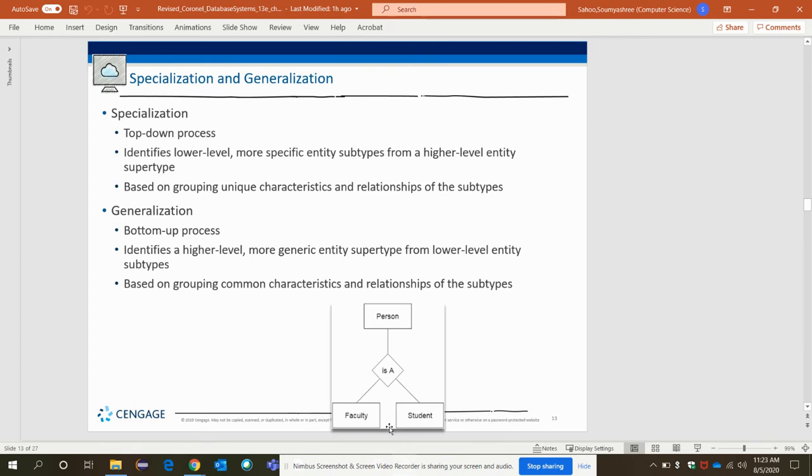Just the reverse of that is generalization, that is the bottom-up process. In order to establish this generalization, you should have the bottom level entities, and it's based on grouping the common characteristics and relationships of the subtypes. You are going to identify the higher level person entity, the generic supertype, from the lower level subtypes.